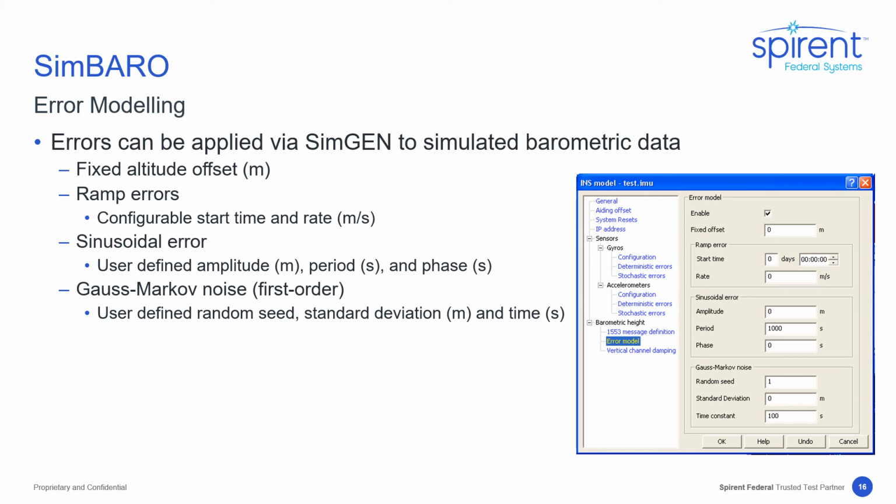Simbaro provides the capability for error injection to the aiding message. This can be applied as a fixed altitude offset, ramping errors with configurable start times and rates, periodic errors on a sinusoidal model, or on a Gauss-Markov noise model. Options are configurable via the SimGen interface in the INS model GUI.